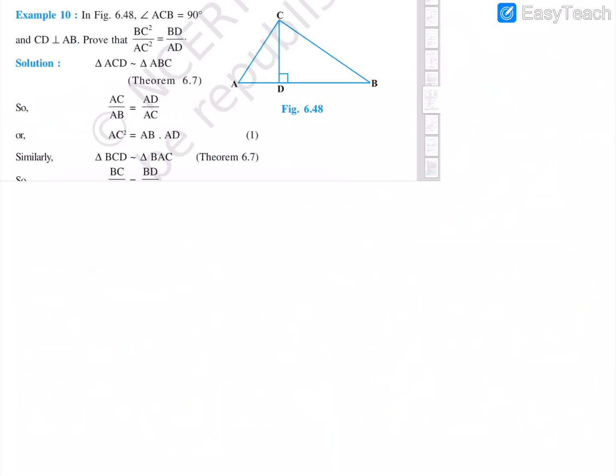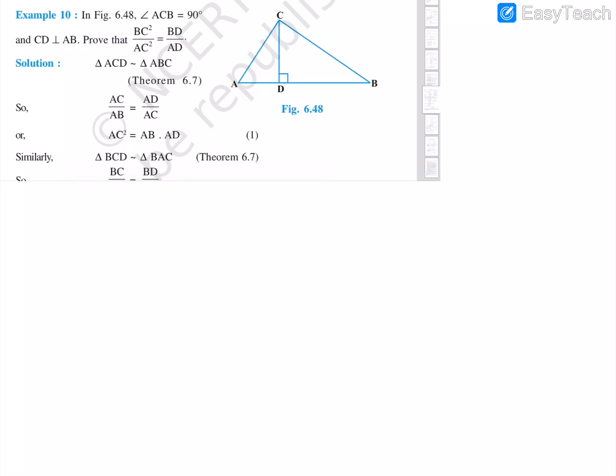Now coming to example number 10, here in triangle ACB, angle ACB is equal to 90 degrees, and we again have CD perpendicular to AB. There is a line which is perpendicular to AB. Prove that BC square by AC square is equal to BD by AD. These kinds of questions are very common and frequently asked in our board examinations.